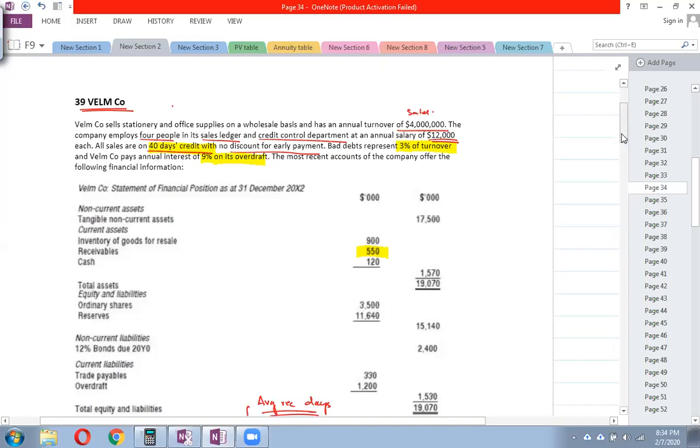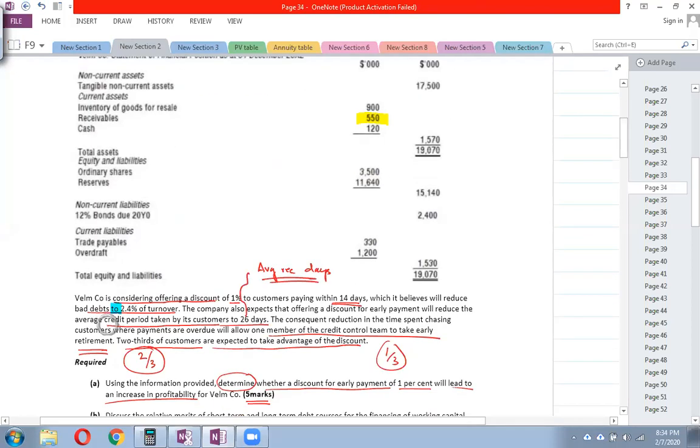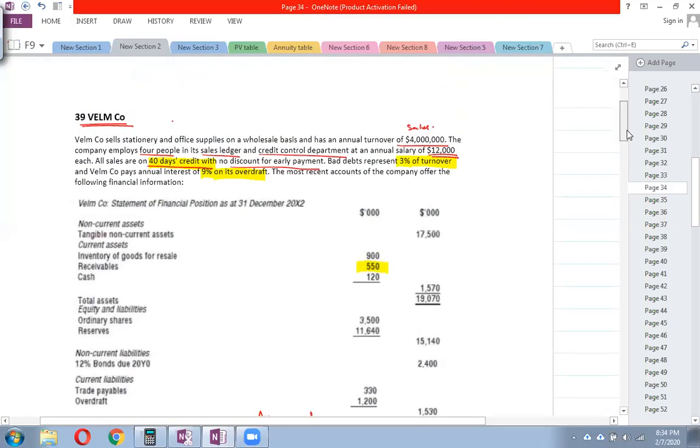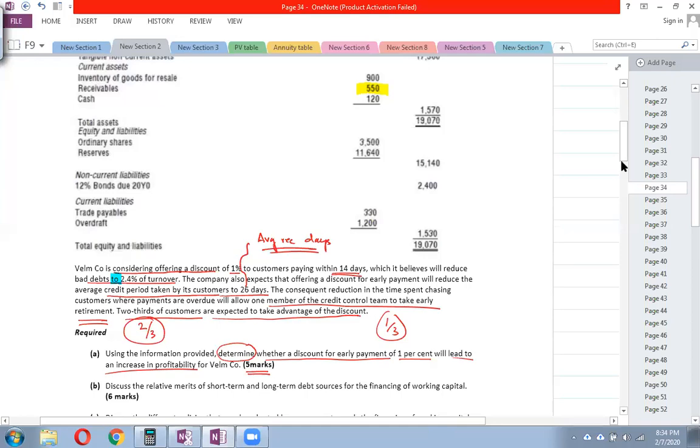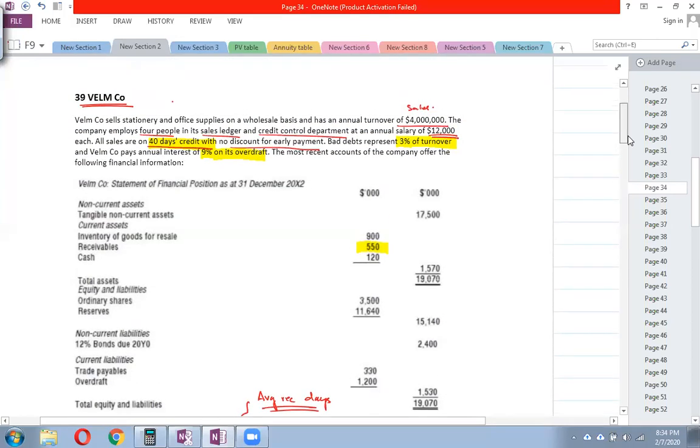Okay. So what are the things to consider? Bad debts was 3% of the turnover before. Now it will be 2.4%. Previously, we had 4 people working for us. Now we'll have 3 people working for us. Previously, customers were expected to pay in 40 days, but we really don't know how long they are really going to take to pay us.